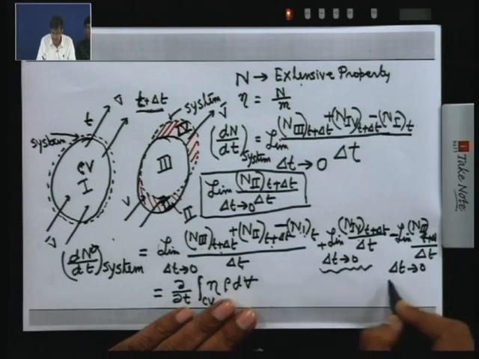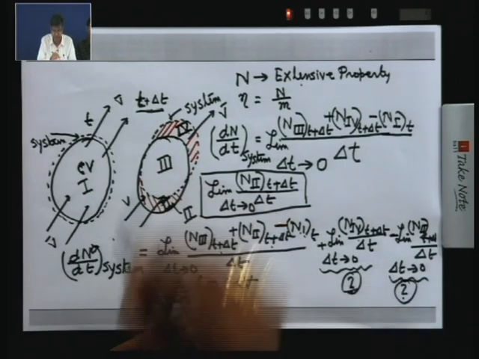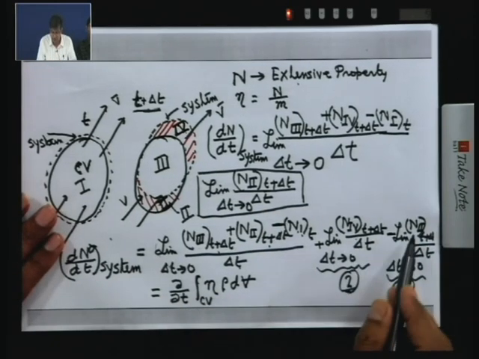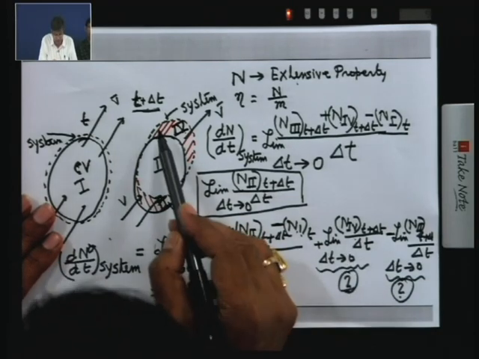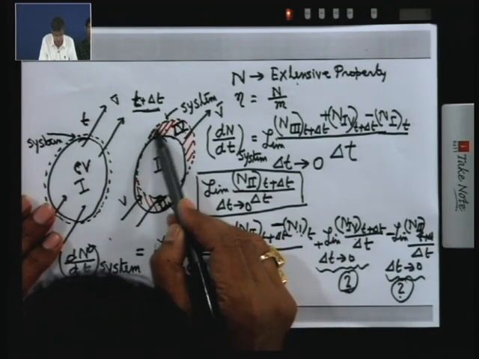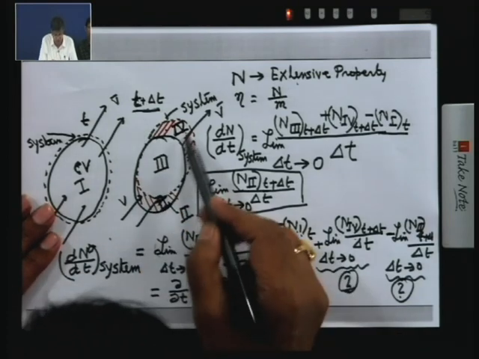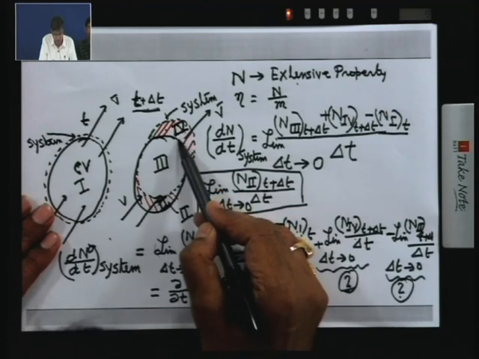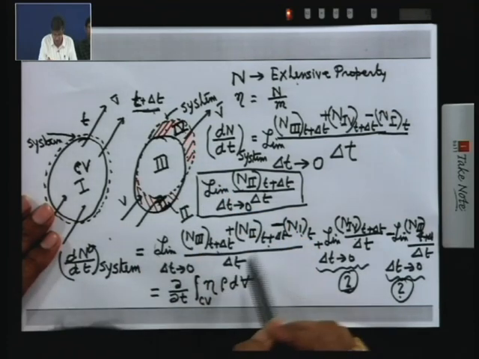Now, what is this? This is the big question. We have to understand what this is. Before that, let us see first conceptually what these two quantities are. You see, this means the property n within this intercepted volume. Now, when delta t tends to 0, this intercepted volume tends to 0. That is the approach.